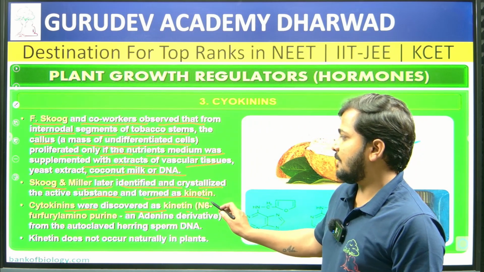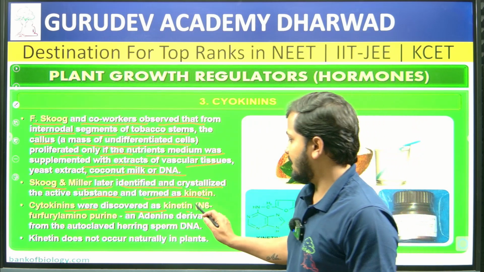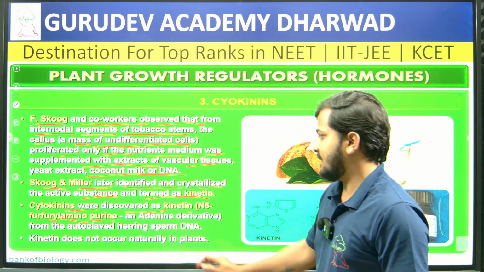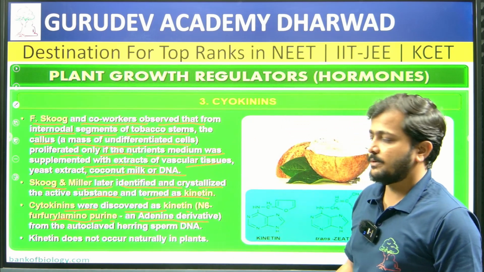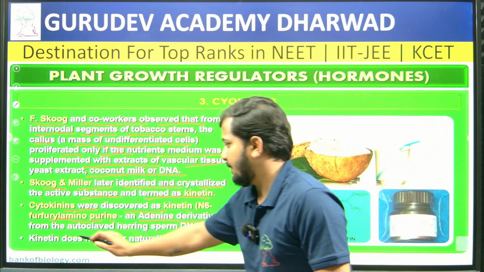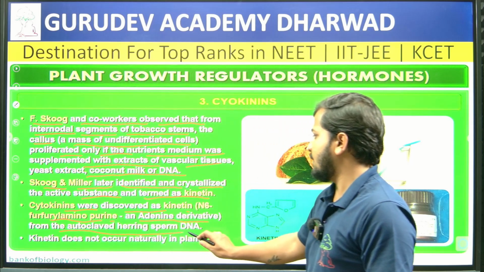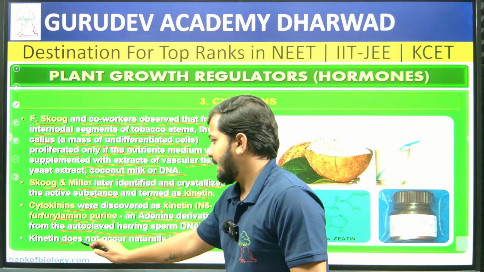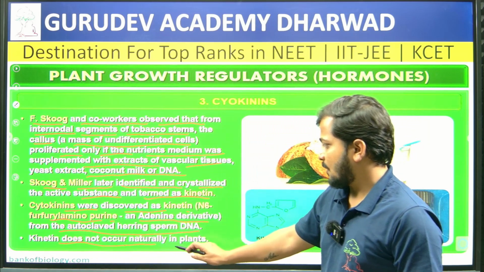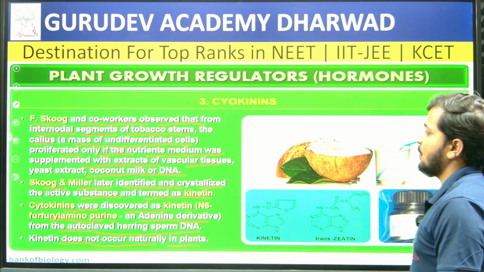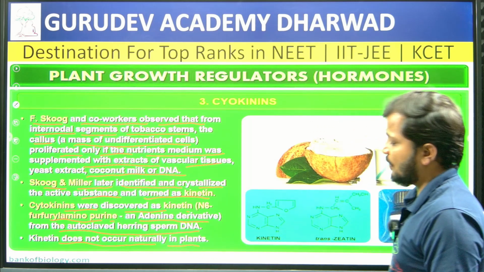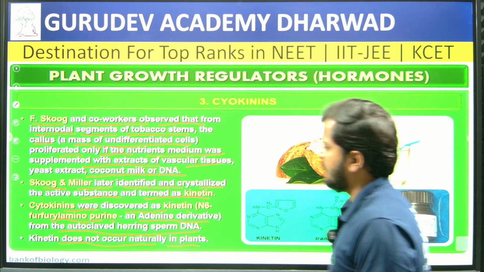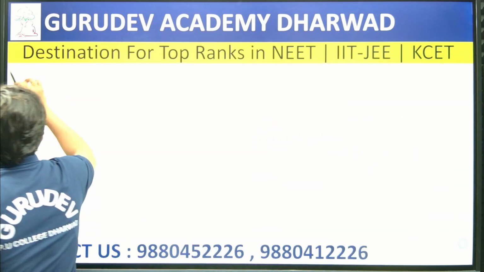Here, what is kinetin? N6-furfuryl aminopurine, which is an adenine derivative, obtained from autoclaved herring sperm DNA. Kinetin does not occur naturally in the plant. You are not going to find it naturally present in the plant, right? So that you can see.